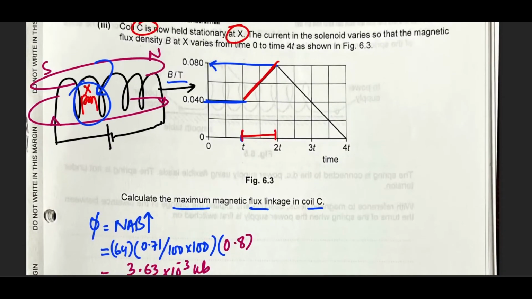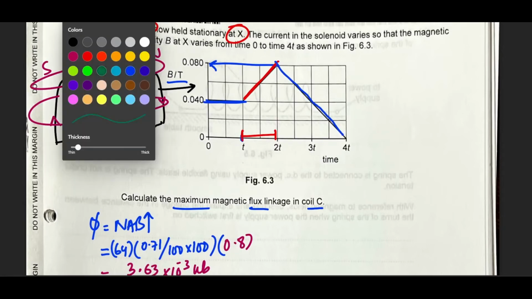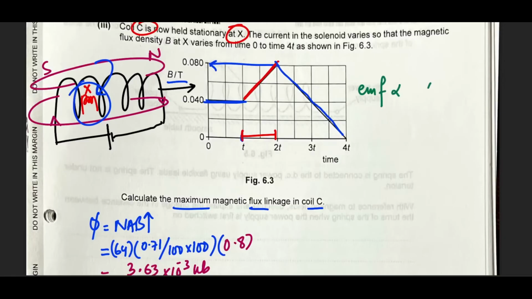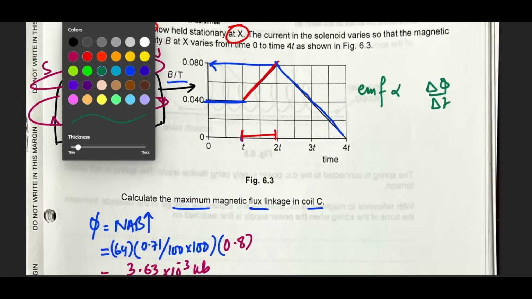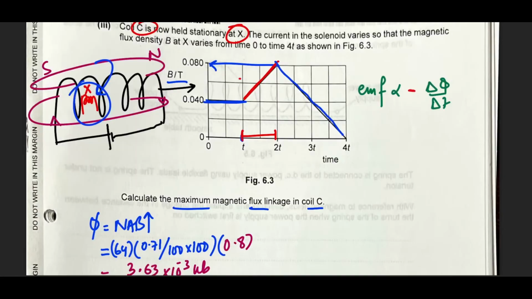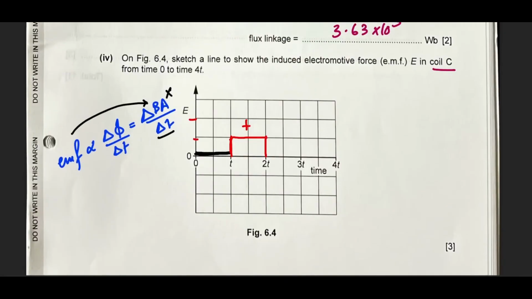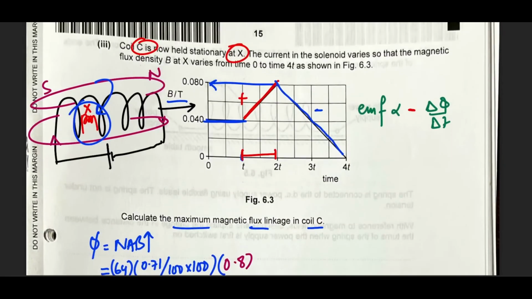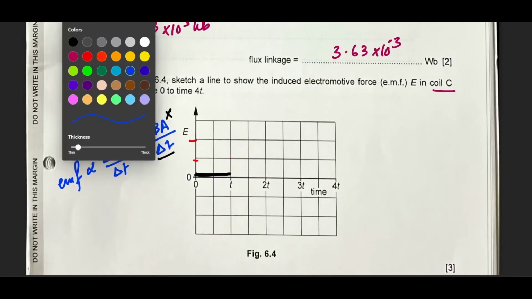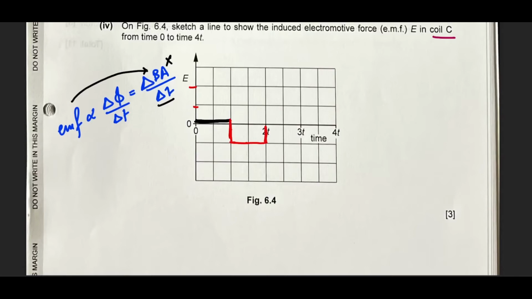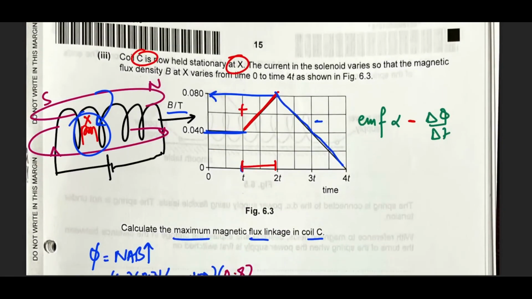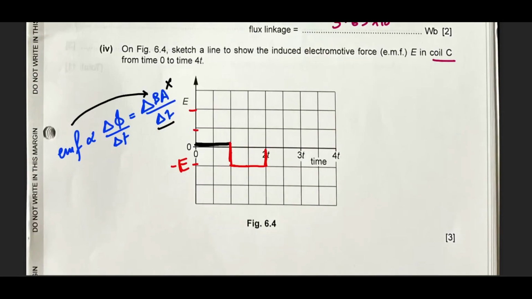What happens at 2t? At 2t, it starts changing in the opposite direction. Now, from Faraday's law and Lenz's law, we understand that EMF is proportional to change in flux divided by time. But according to Lenz's law, we have a negative sign, meaning it's going to be in the opposite direction. If the gradient is positive, then my EMF should be negative. Why? Because according to the formula, positive multiplied by negative gives me a negative EMF. Now, however, the gradient is negative, so the change in phi becomes negative. So negative multiplied by negative gives me a positive EMF. So now I will be in the positive region.